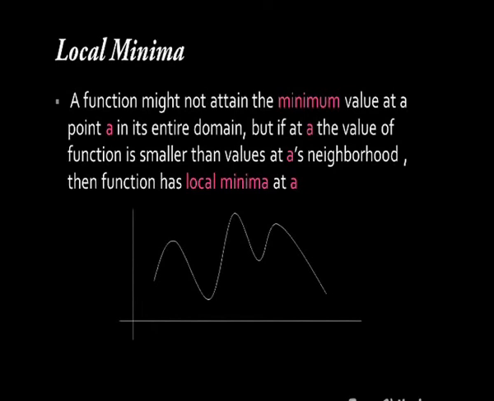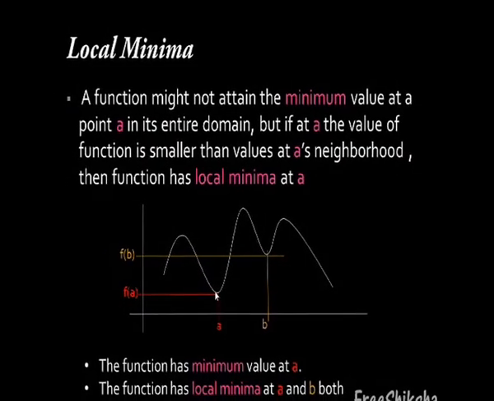Again, consider the same function. If I assume that the function attains its lowest value at this particular point, then you have two more points here, A and B. You can clearly see that the function approaches the minimum value at B, which is smaller than the function's value in B's neighborhood, and similarly the value at A is smaller than the function's value in A's neighborhood. So we say that the function has local minima at both A and B, but it has its minimum value at B.